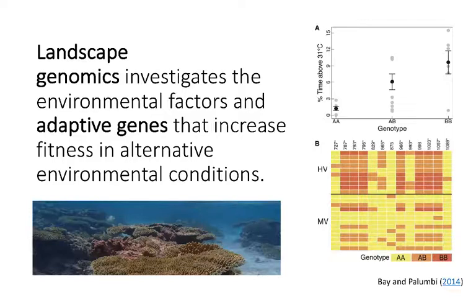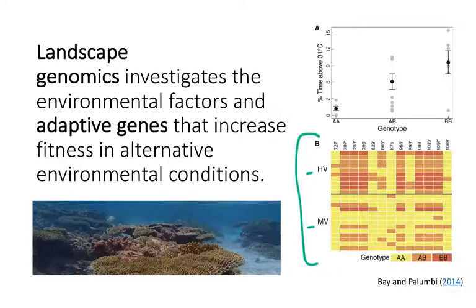And previously, we talked about this as an example of balancing selection, where in these two different pools, highly variable and moderately variable, that differ in temperature, the different alleles are maintained in these different pools through balancing selection. This is an example of landscape genomics because we're incorporating environmental factors. So the environmental factor that we're looking at here is temperature. And then we're also looking specifically at adaptive genes.